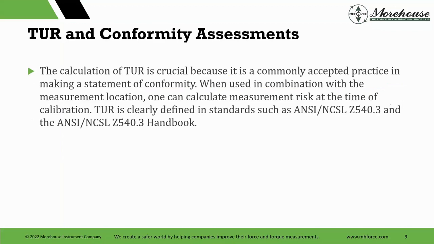But TUR is a foundational piece, right? It's crucial because it is commonly accepted practice in making a statement of conformity. We have documents like JCGM 106. We have ASME documents. We have a lot of others that reference TUR. Right? And then when used in combination with the measurement location, one can calculate measurement risk at the time of calibration. And then it's clearly defined in these ANSI NCSLI standards. So that's why I keep them around.